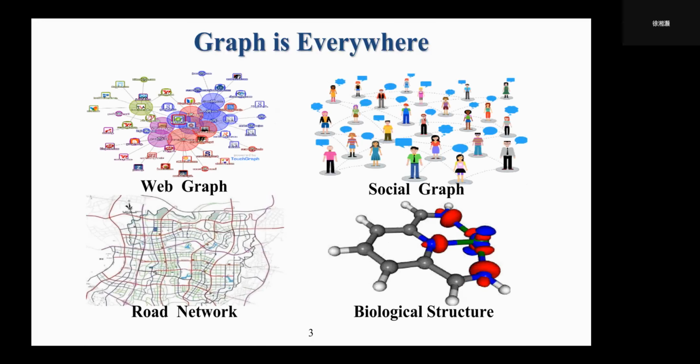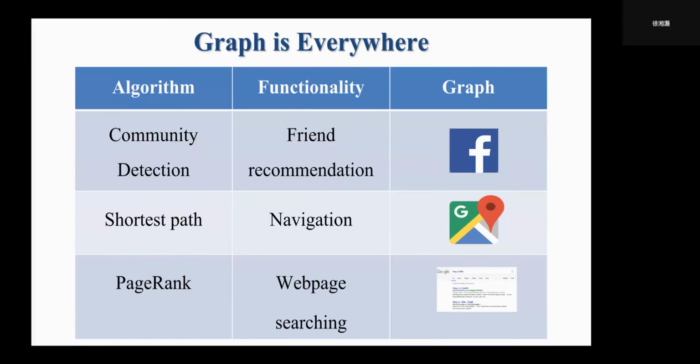Graph has been widely used to express many models in our lives, like web graph, social graph, road network, and biological structure. Many graph algorithms can be used to address the real-world problems. For example, social networks can use community detection to realize the function of friend recommendation. The shortest path algorithm can be used to support the navigation in the road map.